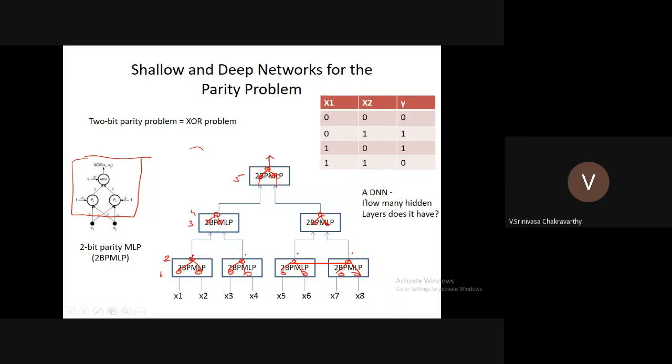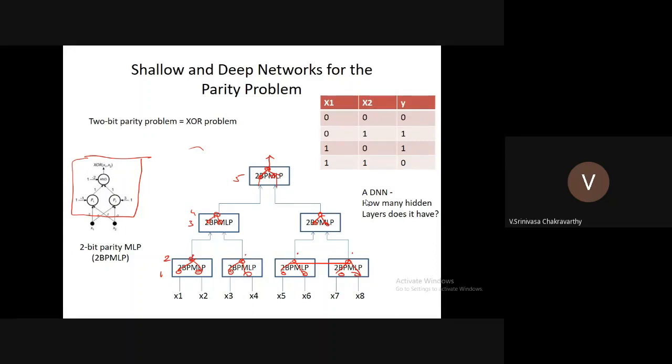So what this example shows you is that by using networks with many hidden layers, you can have elegant solutions to large problems. Whereas if I have to solve the 8-bit parity problem with only one hidden layer, you can train an MLP for doing that.